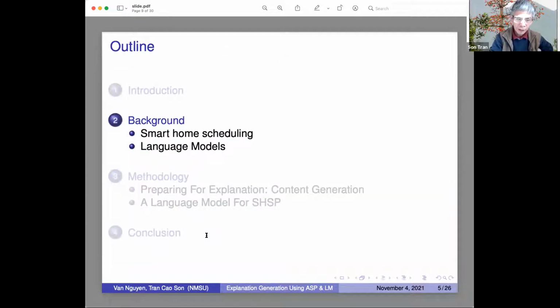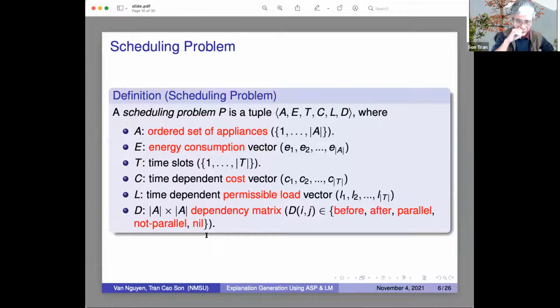Now I want to give you some background on what we mean precisely by the scheduling problem and by the language model that we try to use.